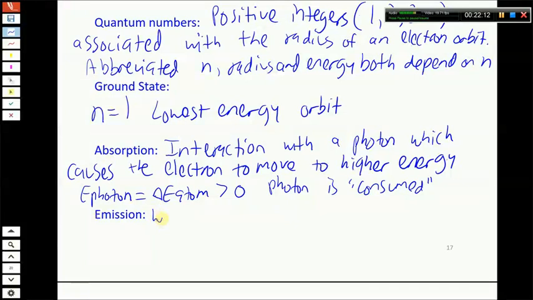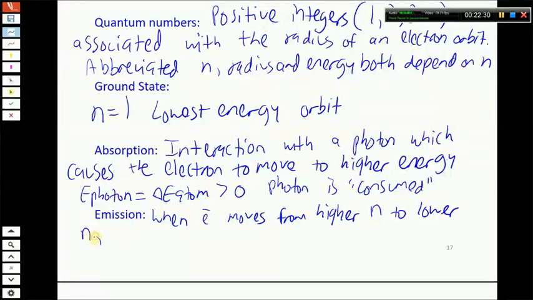So if you have an electron at a higher value of n, something greater than 1, and it moves to a lower value of n, so in this case, the electron is moving from higher n to lower value of n. So the initial state is of larger value of n than the final state. In that situation, a photon is generated. So that's how those atomic line spectra are generated in the first place.